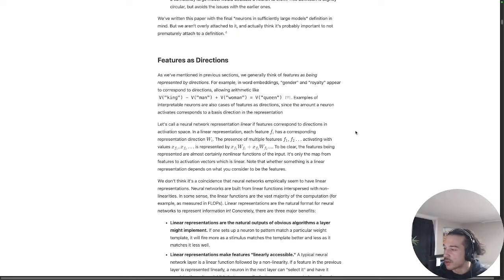Note that whether something is a linear representation depends on what you consider to be the features. We don't think it's a coincidence that neural networks empirically seem to have linear representations. Neural networks are built from linear functions interspersed with nonlinearities. In some sense, the linear functions are the vast majority of the computation, for example, as measured in flops. Linear representations are the natural format for neural networks to represent information in. Concretely, there are three major benefits.